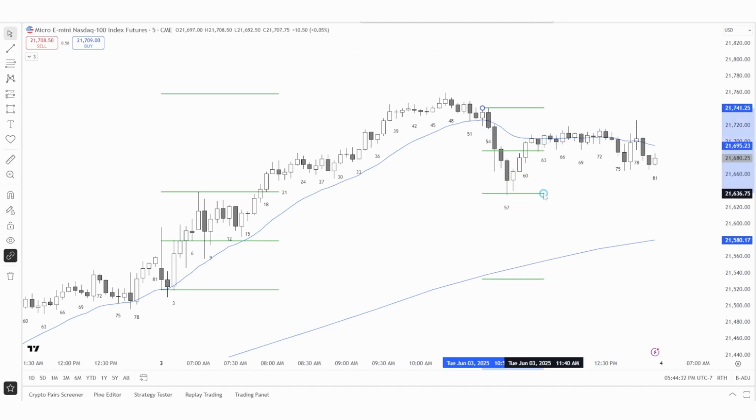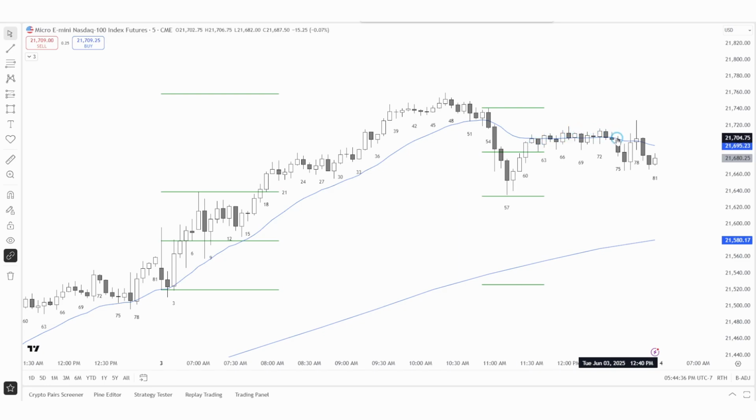Oh, there we go. I had the fibs messed up. Yeah, so I got filled there, sat through this, sat through this, sat through this. It came here, tagged my order, but then I hit out right there for a small loss. One winner, one loser, and a very small loss. I was still profitable because of the overnight session.